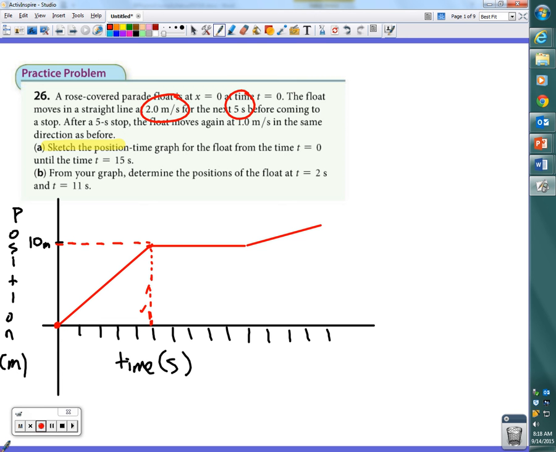What does the slope have to be? 2, because the slope on a position time graph tells us what? Velocity, and it tells us, right, 2 meters per second is the velocity, right?